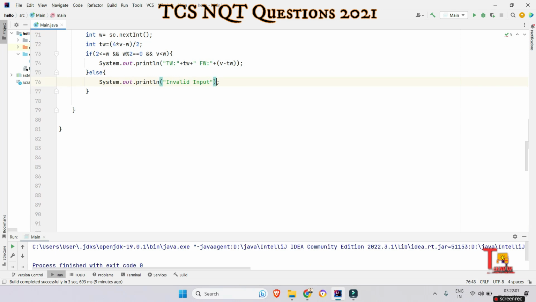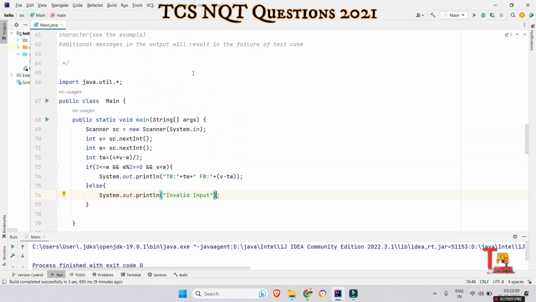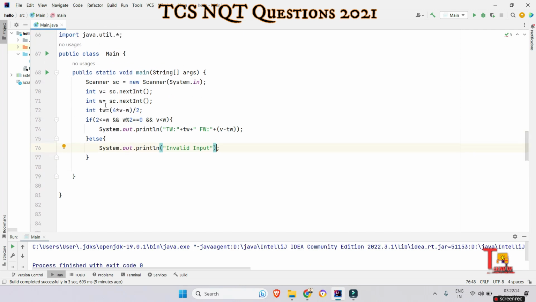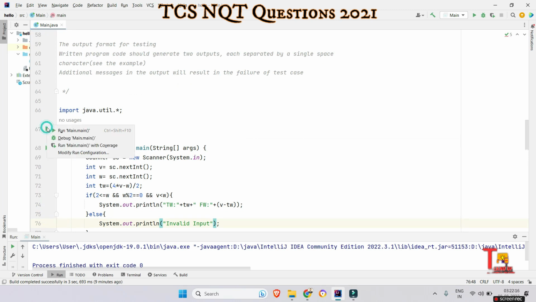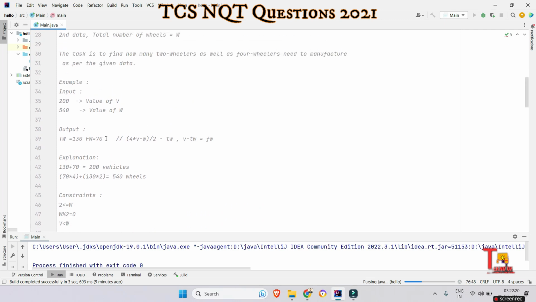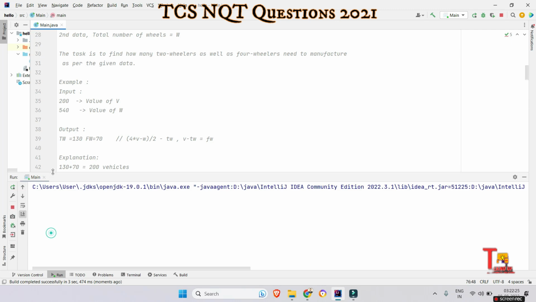So I think this code will be okay. Just run this code so that we can confirm whether this is okay or not. Let's run. So the sample input was 200, that is the vehicle number, right? So vehicle number 200 and 540 was the total wheels, right? So let's see the output. Total two-wheelers 130 and four-wheelers 70, right?